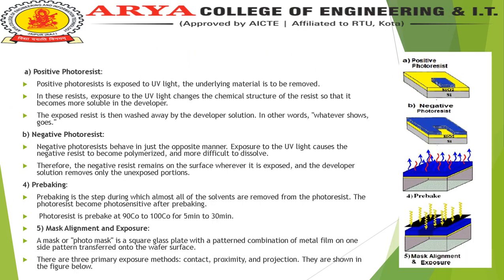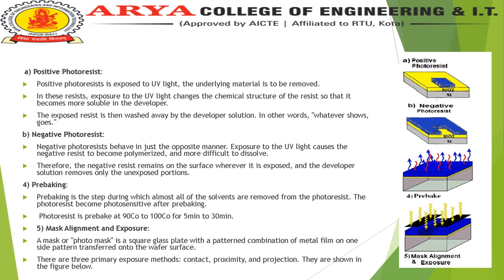Positive photoresist: what is a positive photoresist? When exposed to UV light, the underlying material is to be removed. In this resist, exposure to the UV light changes the chemical structure of the resist so that it becomes more soluble in the developer. The exposed resist is then washed away by the developer solution. In other words, whatever is exposed goes. This is a figure we are showing for the positive photoresist.